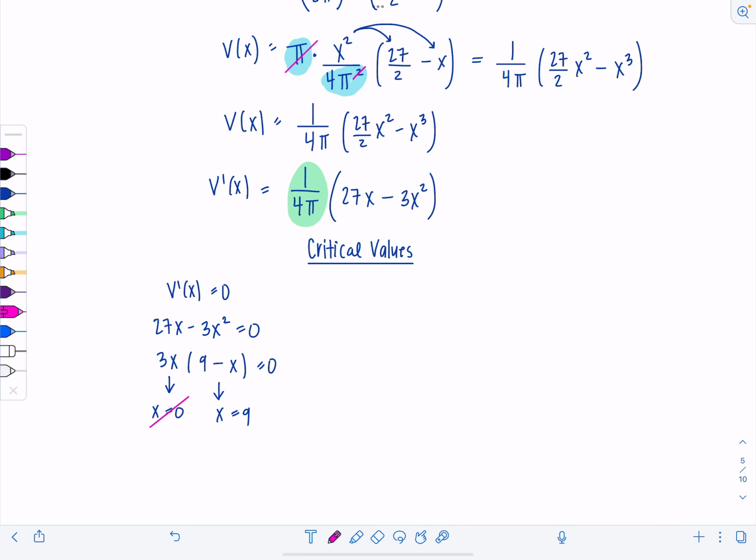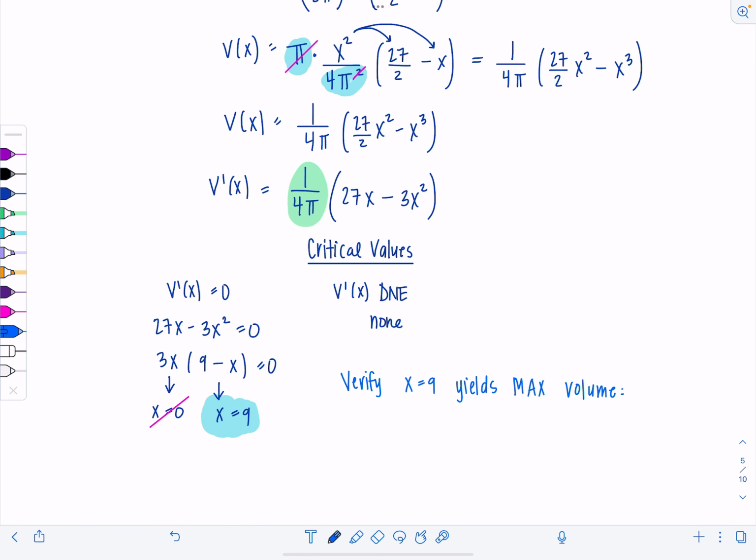x equals 0 won't work because then there's no cylinder. And then v prime of x does not exist. That doesn't happen. So here's our one and only critical value. Now remember, we wanted a max volume. So I need to verify that x equals 9 yields the max volume.